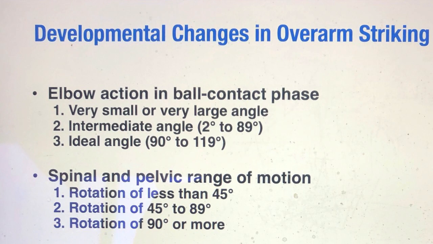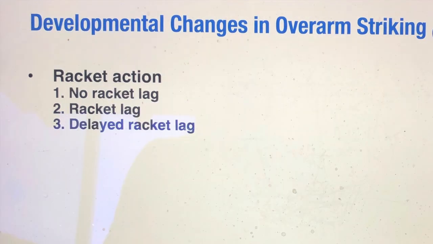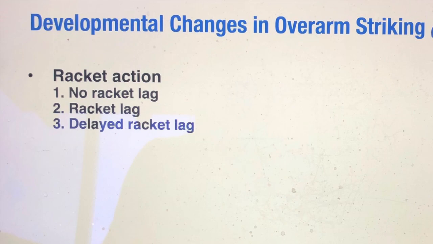Pelvic range of motion. Step 1, the pelvis rotates through less than 45 degrees. Step 2, pelvis rotates between 45 and 89 degrees. And Step 3, the pelvis rotates more than 90 degrees. Racket action. Step 1, no racket lag. Step 2, racket lag. Step 3, delayed racket lag and upward extension.